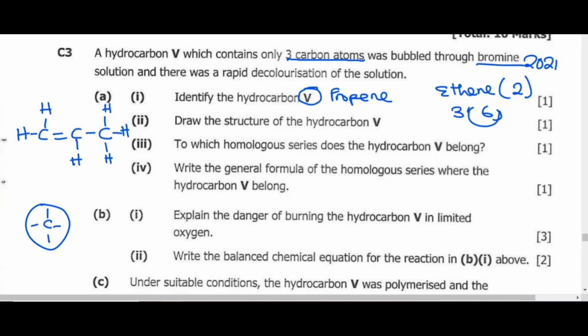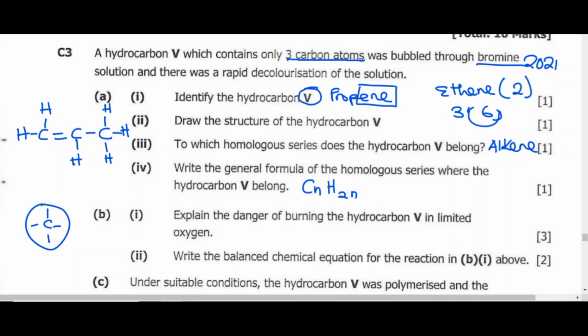And then, to which homologous series does hydrocarbon V belong? Now remember, we have the single bonds there, so that will help us to identify the family that it belongs to. So meaning that it is an alkane. And then write the general formula of the homologous series where hydrocarbon V belongs. It is very simple, that is CnH2n. So that is the formula.